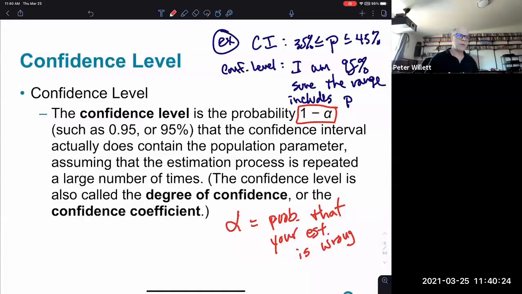If alpha goes up to 20%, well then, by the way I got my interval from my sample, 20% of the time I'd be wrong, and my interval range would not contain the actual population value. And so if alpha is small, you have a stronger estimation, a more accurate, more likely estimation. And as your alpha level gets big, your confidence level goes down and makes for a weaker estimate.